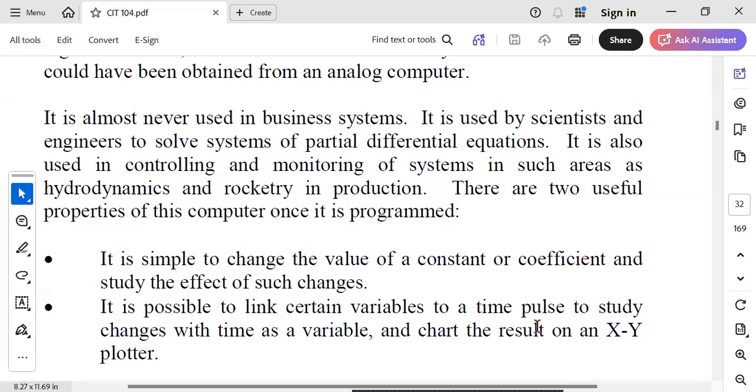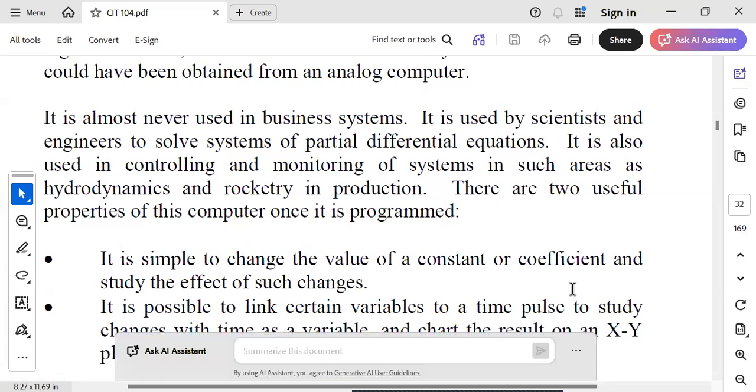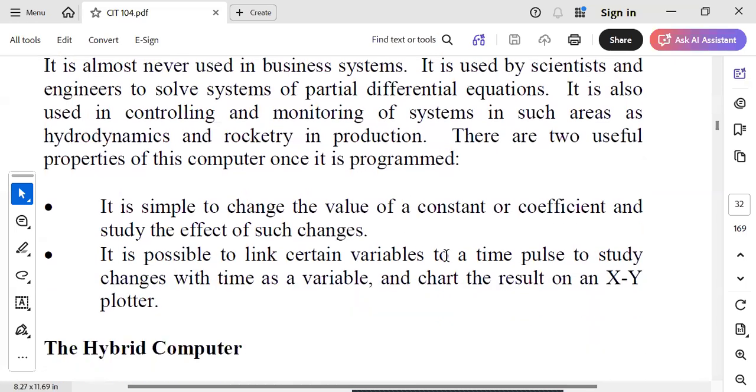There are two useful properties of this computer once it is programmed. It is simple to change the value of a constant or coefficient and study the effects of such changes. It's possible to link certain variables to a time pulse to study changes with time as a variable and chart the results on an X, Y plotter.